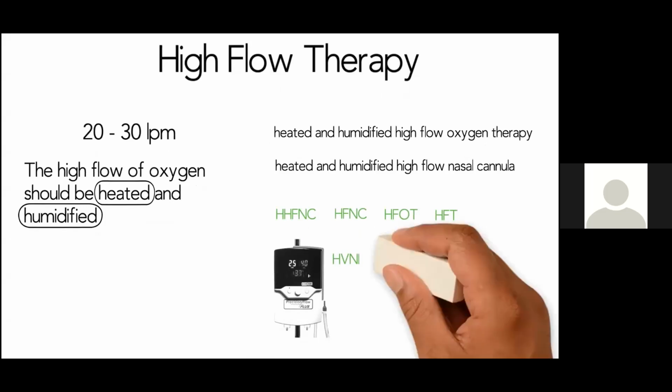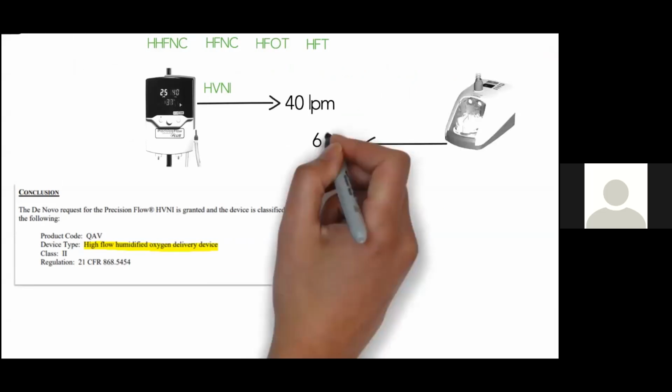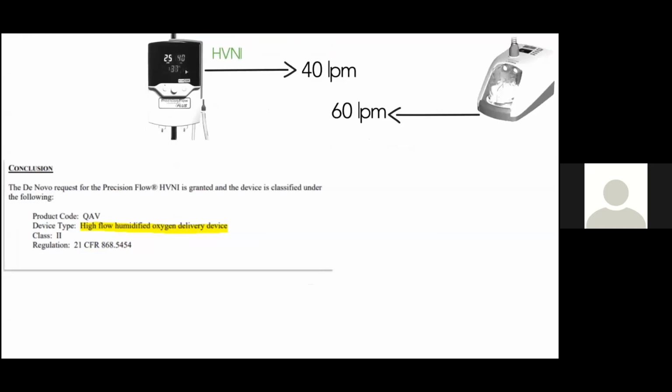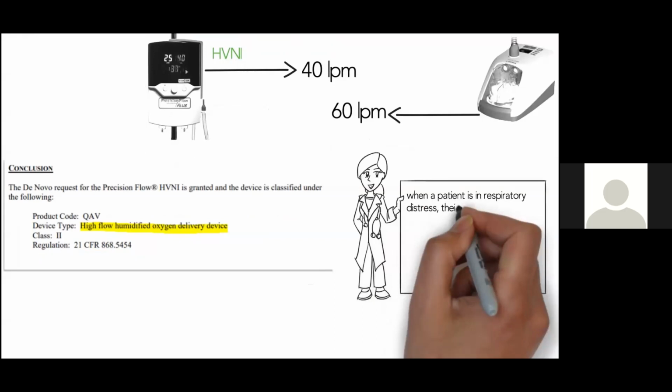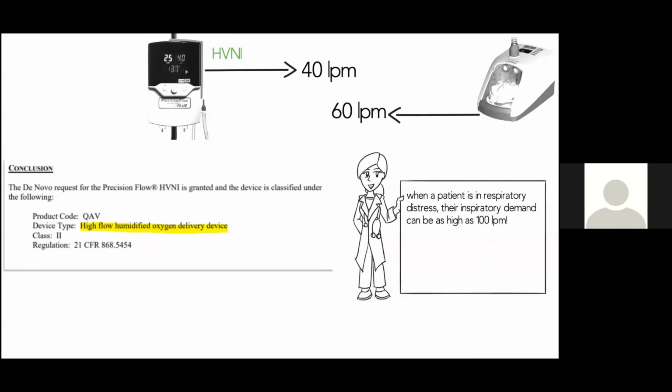On the FDA's website, it clearly identifies their device type as a high flow humidified oxygen delivery device. Like other high flow devices, they deliver a high flow of oxygen that is heated and humidified to help meet patient comfort and tolerance. Some devices, like Vapotherm's Precision Flow, go up to 40 liters per minute. Others, like the F&P Airvo 2, go up to 60 liters of flow, while still others can go even higher. At the end of the day, we're just trying to meet the inspiratory flow of a patient. And when that patient is in respiratory distress, that inspiratory demand can be as high as 100 liters per minute.